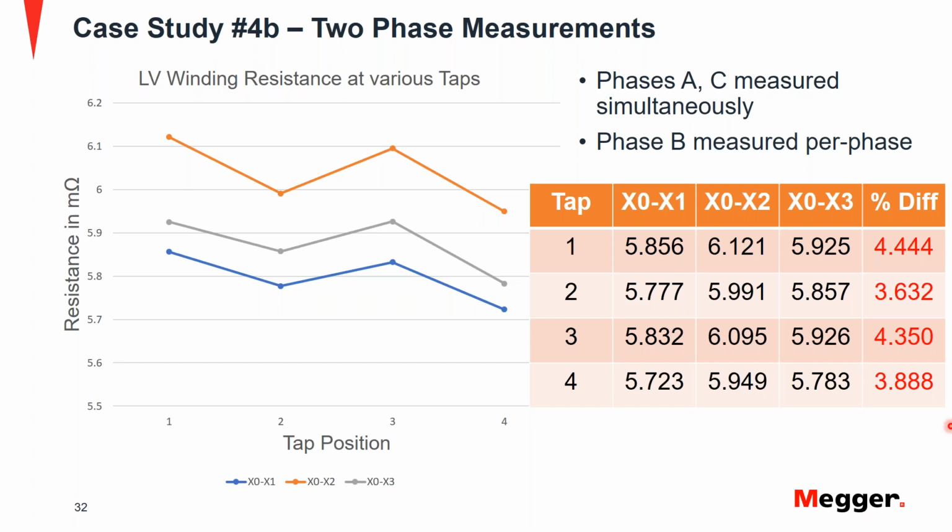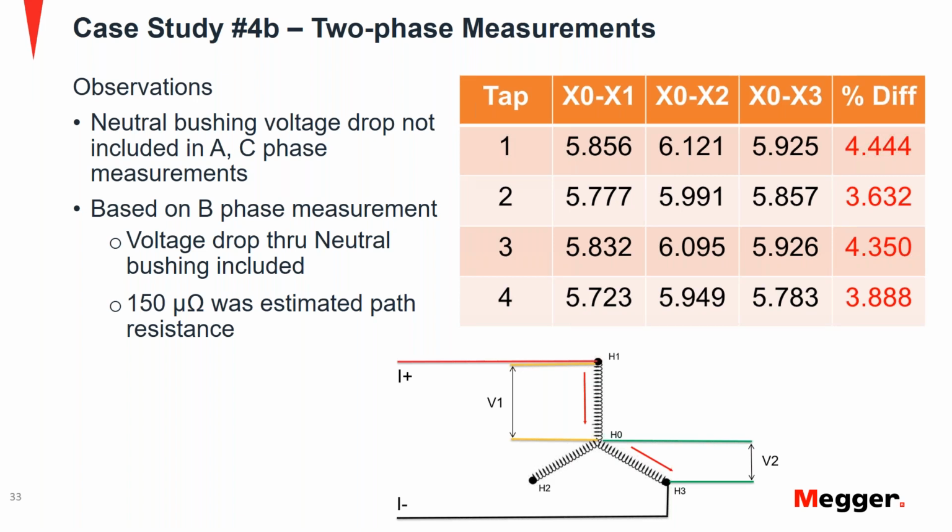Now let's try to understand what that means. So our observation was again that there was no current flow in the neutral bushing. That's why the voltage drop associated with that connection was not part of the measurements for the A and the C phases. As you can see, for XO through X1 and XO through X3, the neutral bushing voltage drop is not considered. And as you can see in the diagram at the bottom of your screen, the HO terminal is used to just measure the voltage. There is no actual current flow. And what we concluded was that we use the B phase to get our reference on what that resistance path would look like through your HO connection to your HO bushing. And we realized that it was about 150 microohms. That was the path resistance for that.